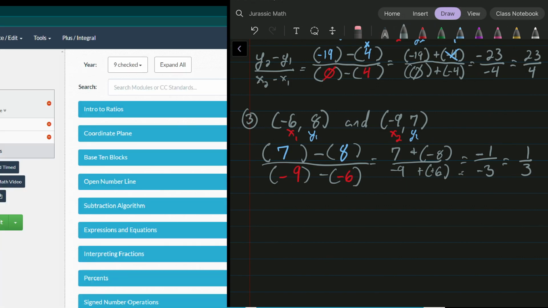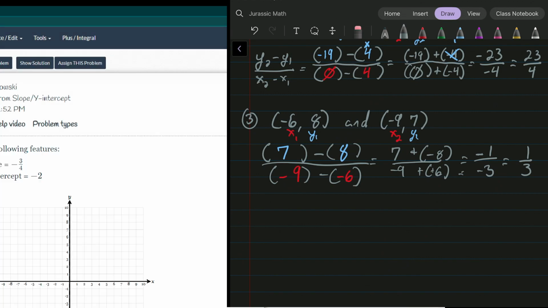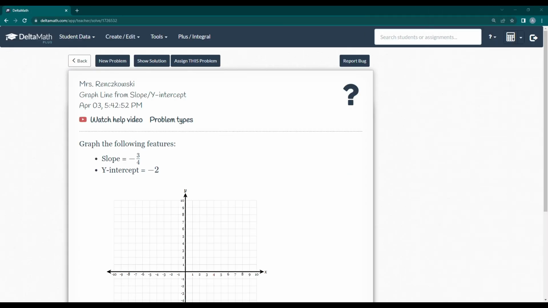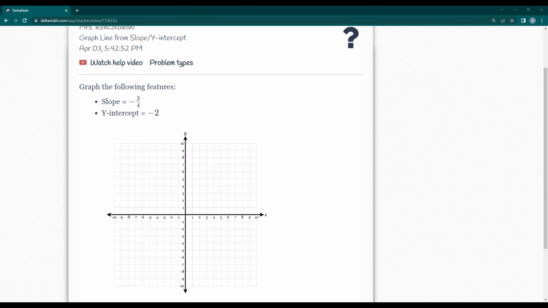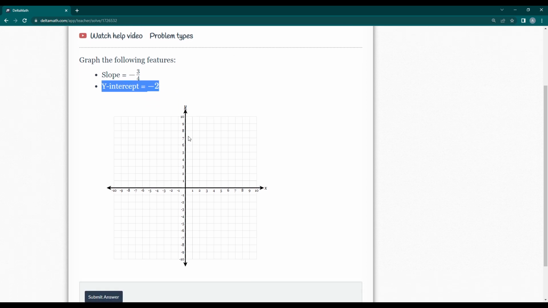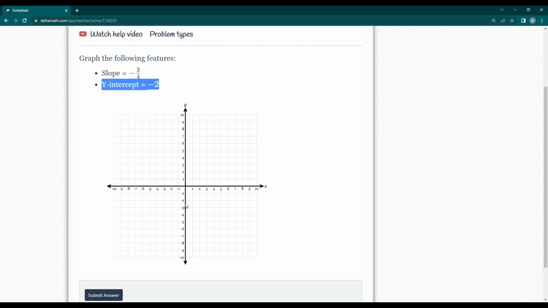Next up is all about graphing lines. Now this one, I don't need my iPad for, so I'm just going to make it full screen. So in order to graph these, the first thing you graph is the y-intercept. You go on your y-axis and you go put a dot at that number. So in this case, -2.